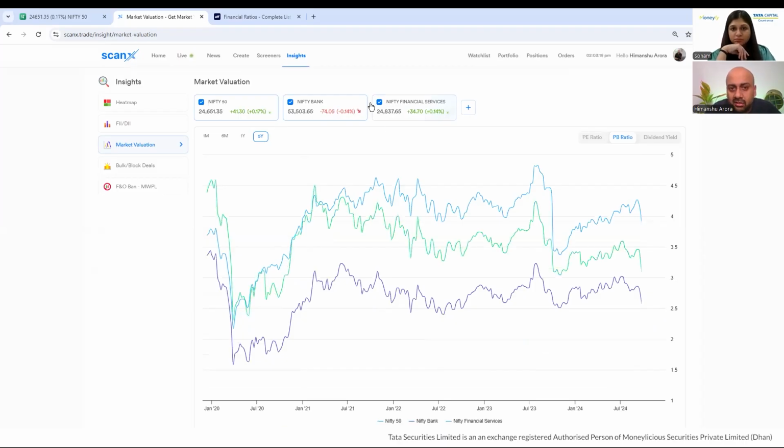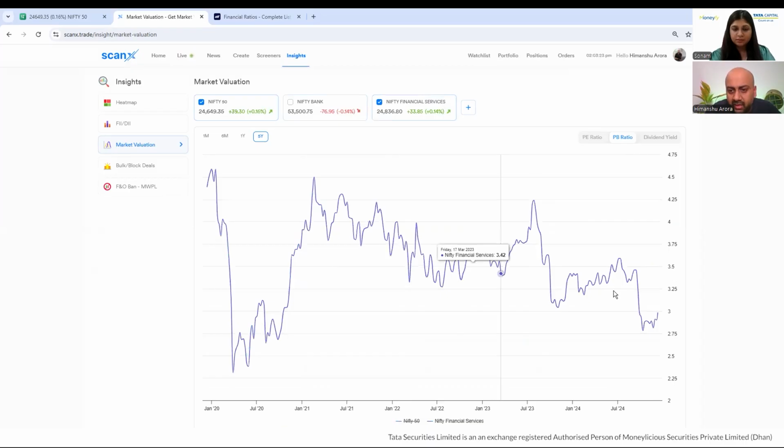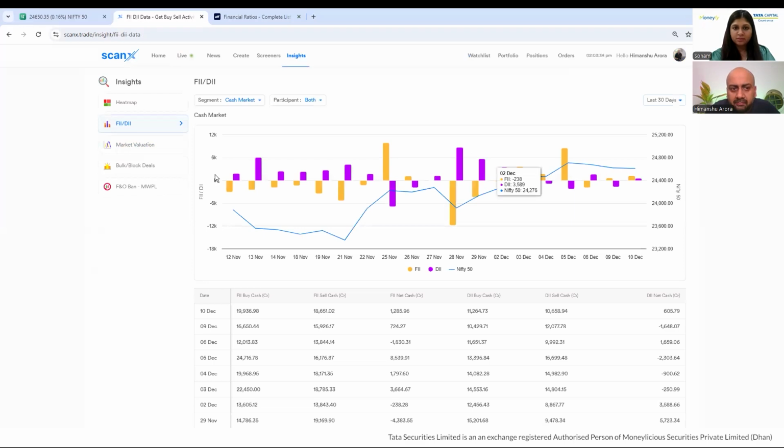For example, you can also add Nifty Financial Services. If you want to check for Nifty Financial Services, you can see it is currently trading kind of undervalued. So these are some of the things that you can easily do. Even if you want to check the FII and the DII data, you can check it directly from here.